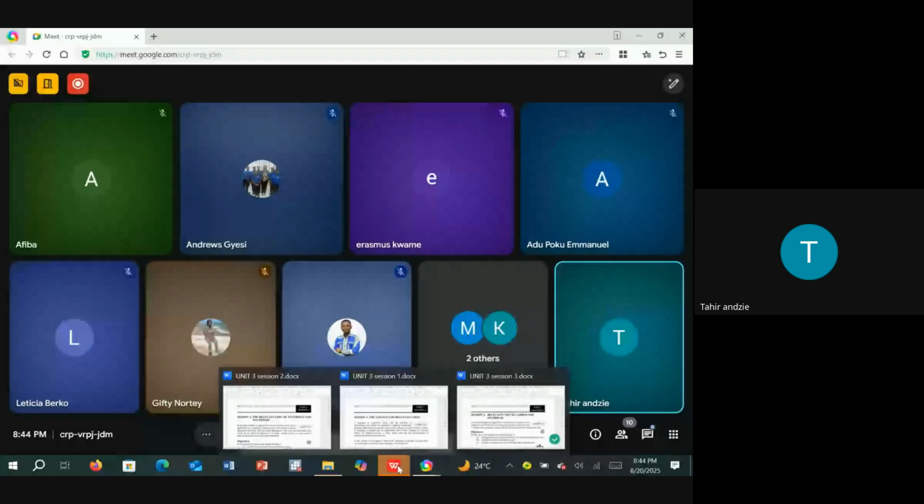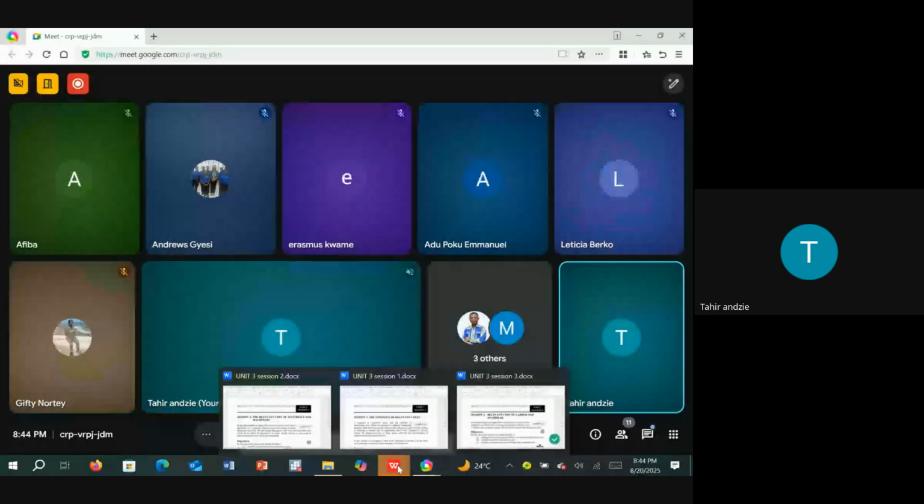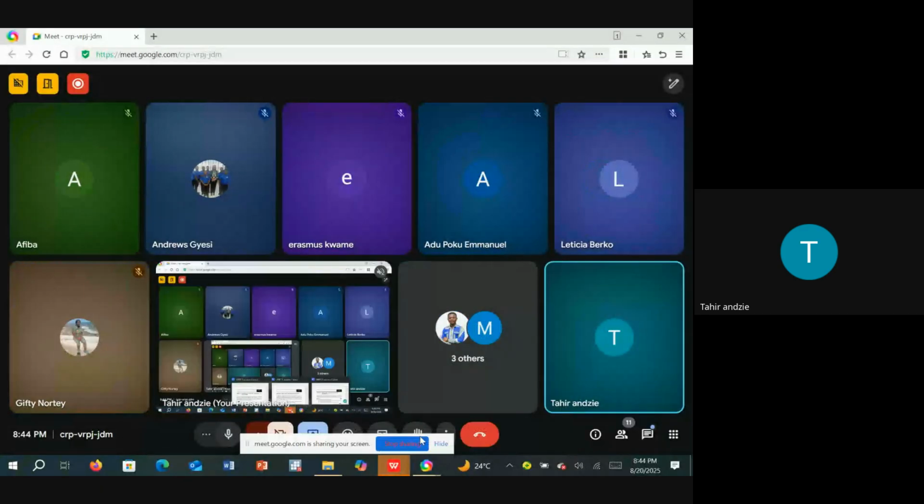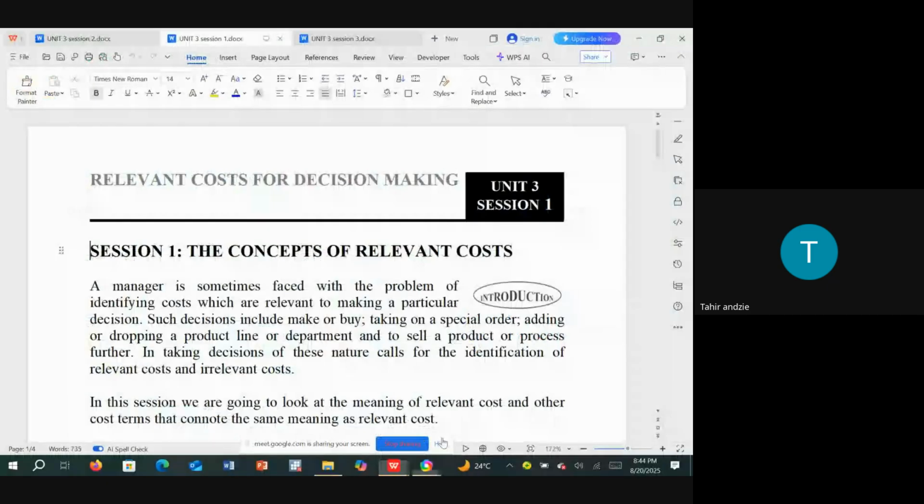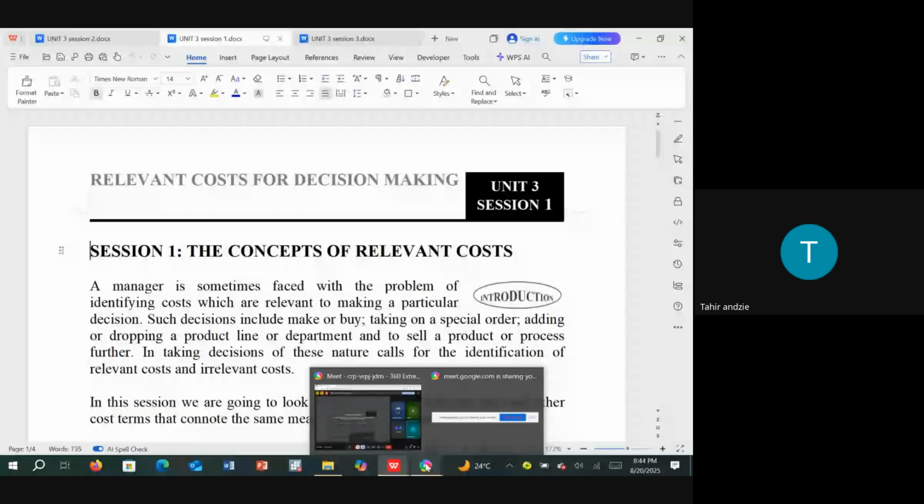Okay, so now let me share again. Can you see the screen? Yes, sir. Okay, so we are starting with Unit 3.